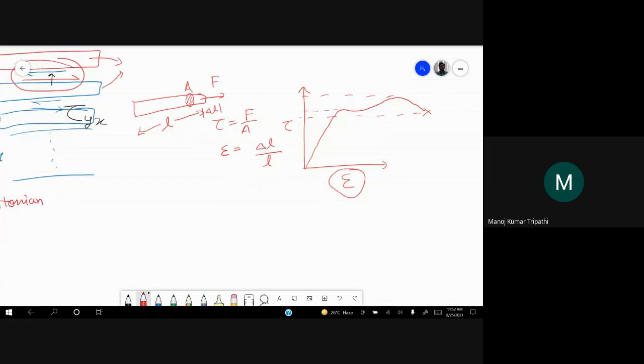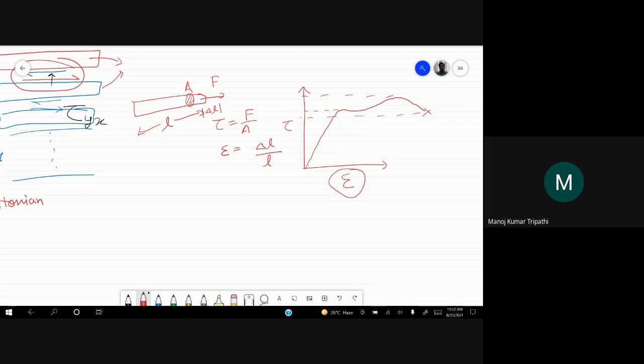If you apply a fixed force, you will have a fixed amount of strain. But in liquids, we saw that if you apply a fixed amount of shear stress, it will not have a fixed strain. It will continue to deform. So the strain will continue to increase for a fixed amount of force, because it continuously deforms.